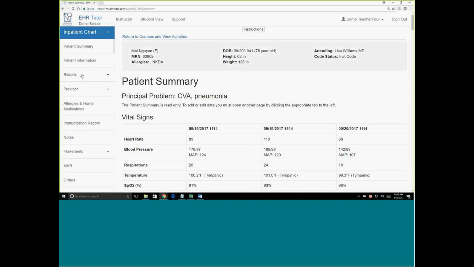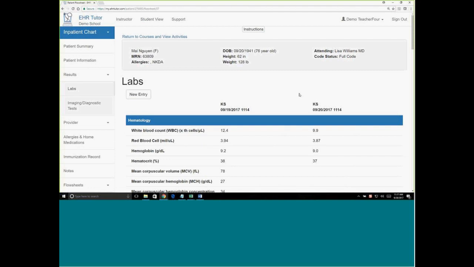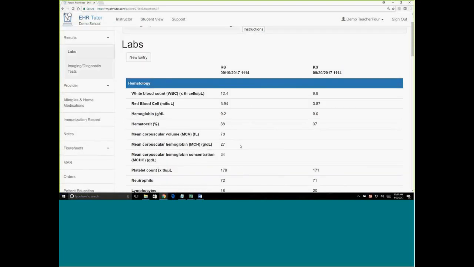If we were to go through here, you could find information about this patient in more detail. We saw the labs at the bottom of the patient summary, but the labs are actually entered here in the results area. And you'll see where they were entered, with the student's or nurse's name at the top, and also the date and time that the information was entered.